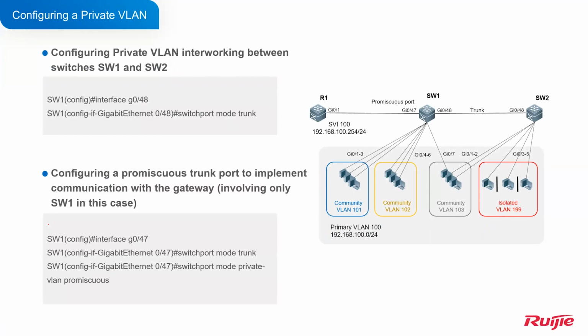So by using this command, we can set the port G0/47 to be the promiscuous port, right? This is important. You should remember this command.